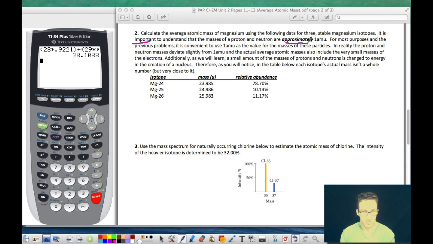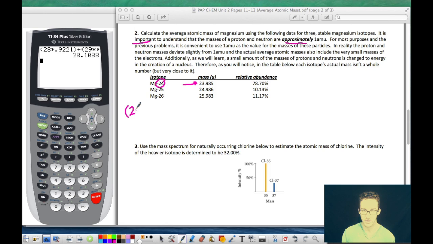However, in reality, the proton and neutron deviate slightly from 1 AMU, and the actual average atomic masses also include the very small masses of the electrons. Additionally, the small amount of the masses of protons and neutrons is changed to energy in the creation of a nucleus, way beyond what we're doing in this class. But the important thing to realize is that the actual masses of these isotopes are not quite the whole number that we would like them to be. But no big deal. As we work through this problem, it's going to be the exact same thing.